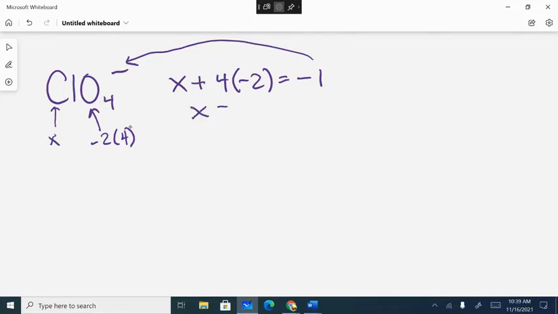So in this case, X minus 8 equals minus 1. I'll add 8 to each side. And I get X is equal to a plus 7. The oxidation state of chlorine in this particular polyatomic ion is plus 7. Oxygen is minus 2.